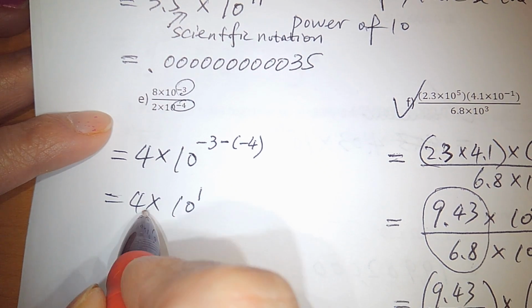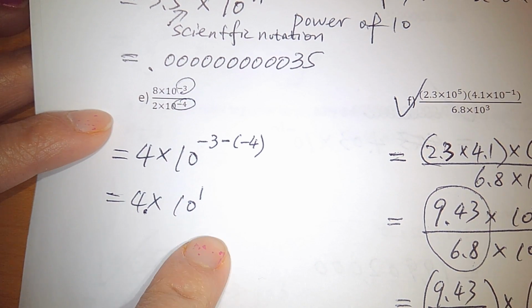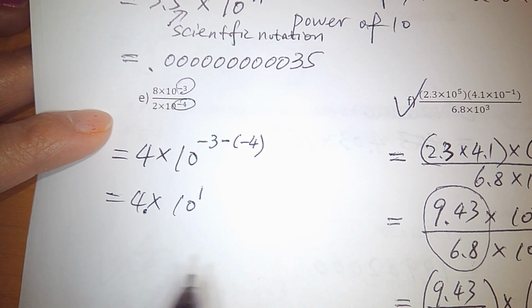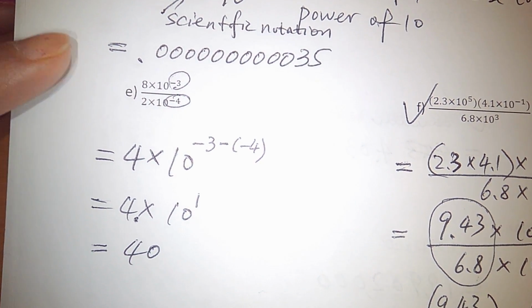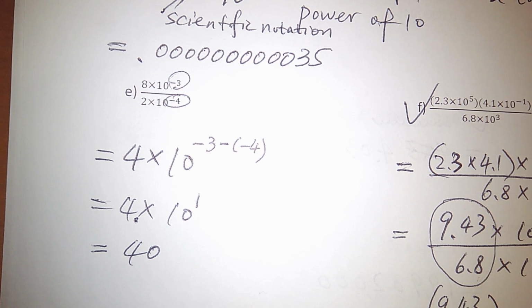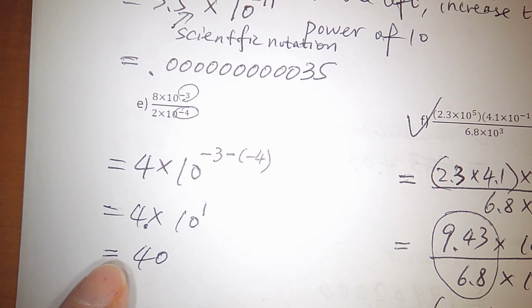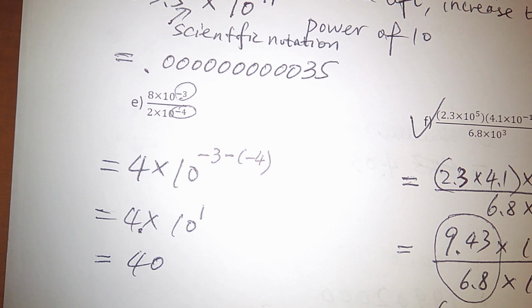So this is already done for scientific notation, so you don't have to move anything? No. That's already scientific notation. In standard notation, it is 40, right? That's 40? Because 4 times 10 is 40, right? Yes. Oh, now I see.